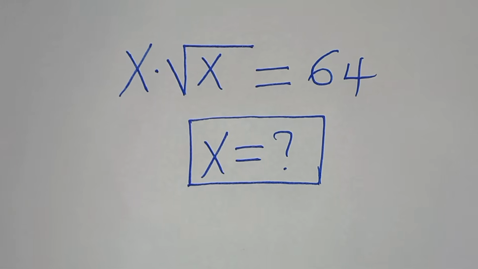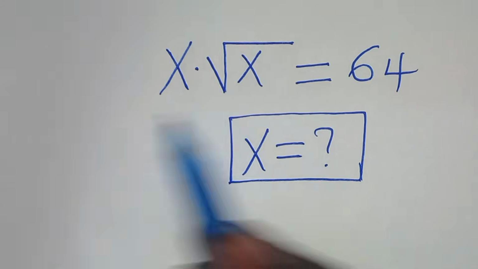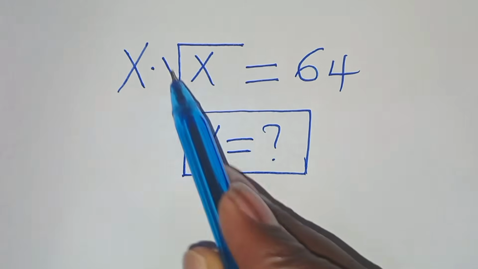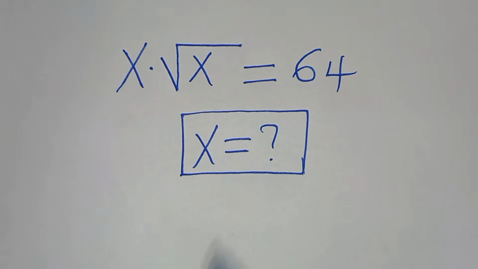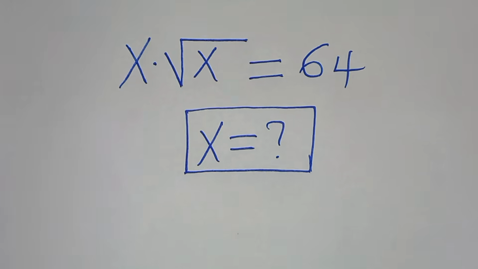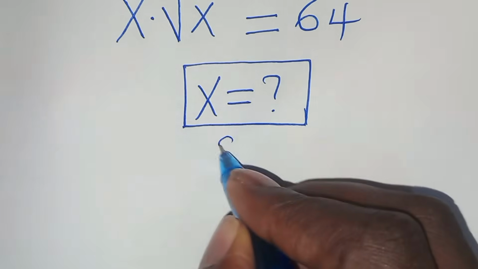Hello everyone, you're welcome to solve this nice algebra problem, which is x times square root of x. This is equal to 64. So what is the value of x? Now let's provide a solution here.